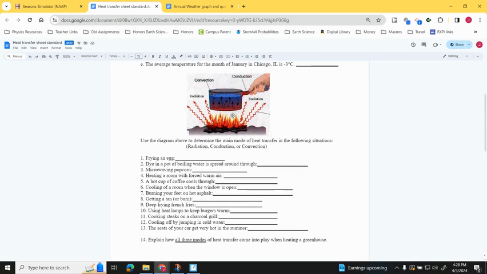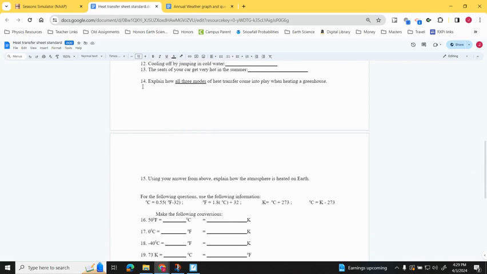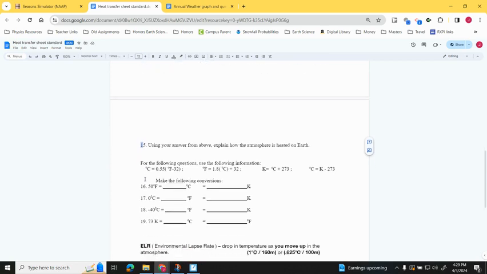This you will learn: convection is heat transfer through motion. Conduction is heat transfer through touch. And then radiation is heat transfer through light. Okay, so frying an egg. The egg is touching a hot pan. That would be conduction. Okay, so you'll fill that in. Skip for now number 14 and number 15. You don't need to do those right now. We'll do those when we get back.